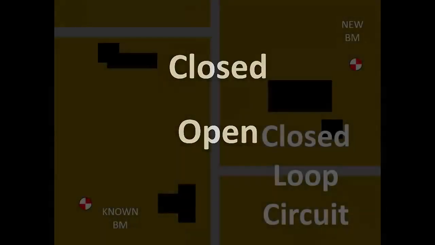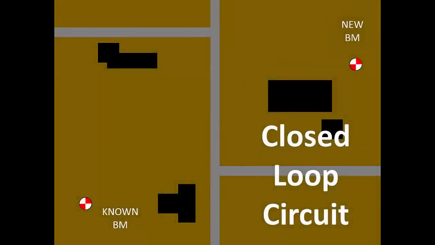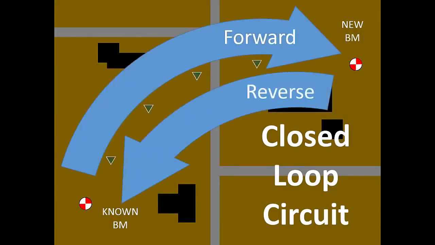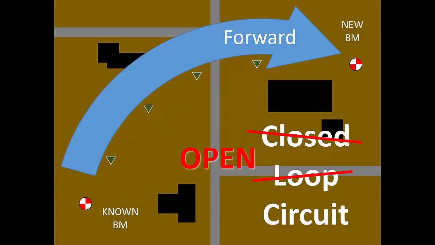In surveying, an open level circuit does not end on a known benchmark, so it contains no check for blunders and errors. For instance, if we skipped the reverse run of the closed loop circuit from before, it would instead become an open circuit. Because an open level circuit does not self-check like a closed circuit, you should always use closed level circuits.